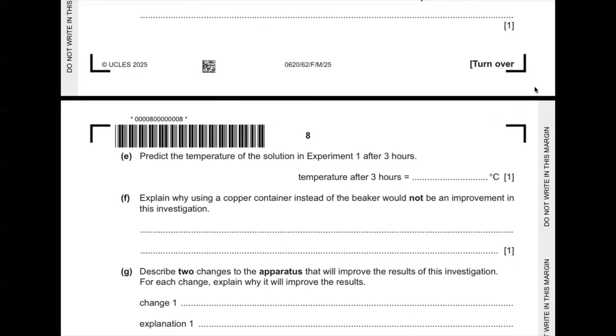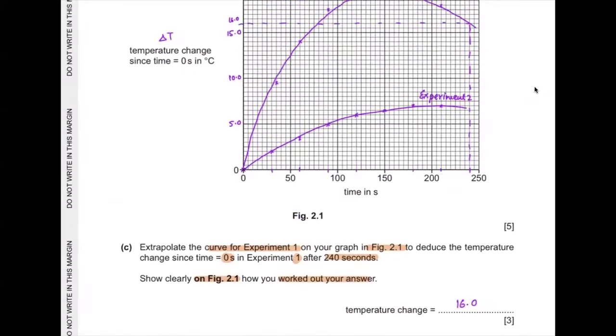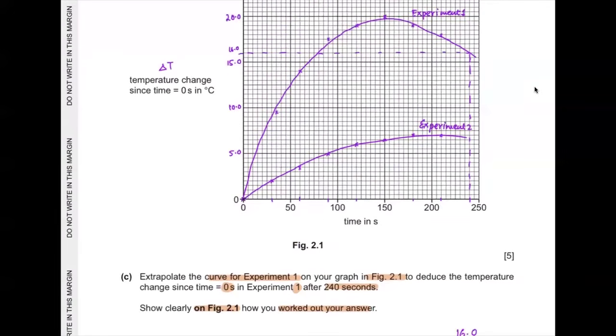Okay, now next part. Predict the temperature of the solution in experiment one after 3 hours. So see, sometimes the students get confused with this. They are asking for the temperature. So in experiment one, the temperature would be that 24, that is the initial temperature, plus whatever the change in temperature. So we have to see what happens at 3 hours. So 3 hours has how many minutes?